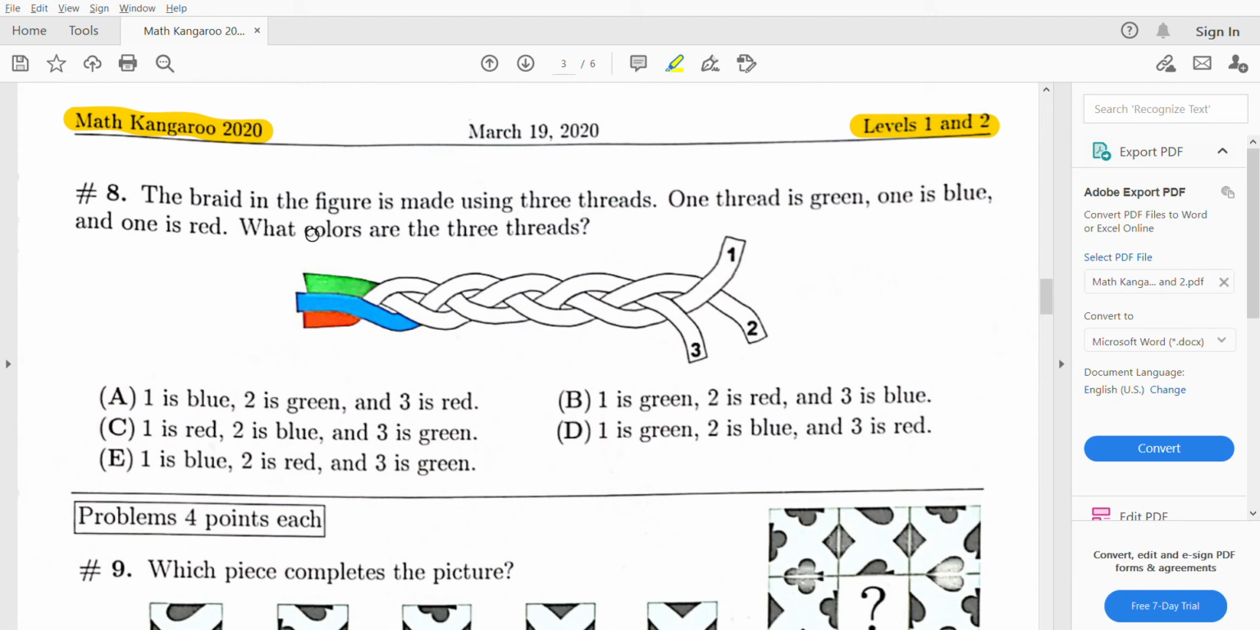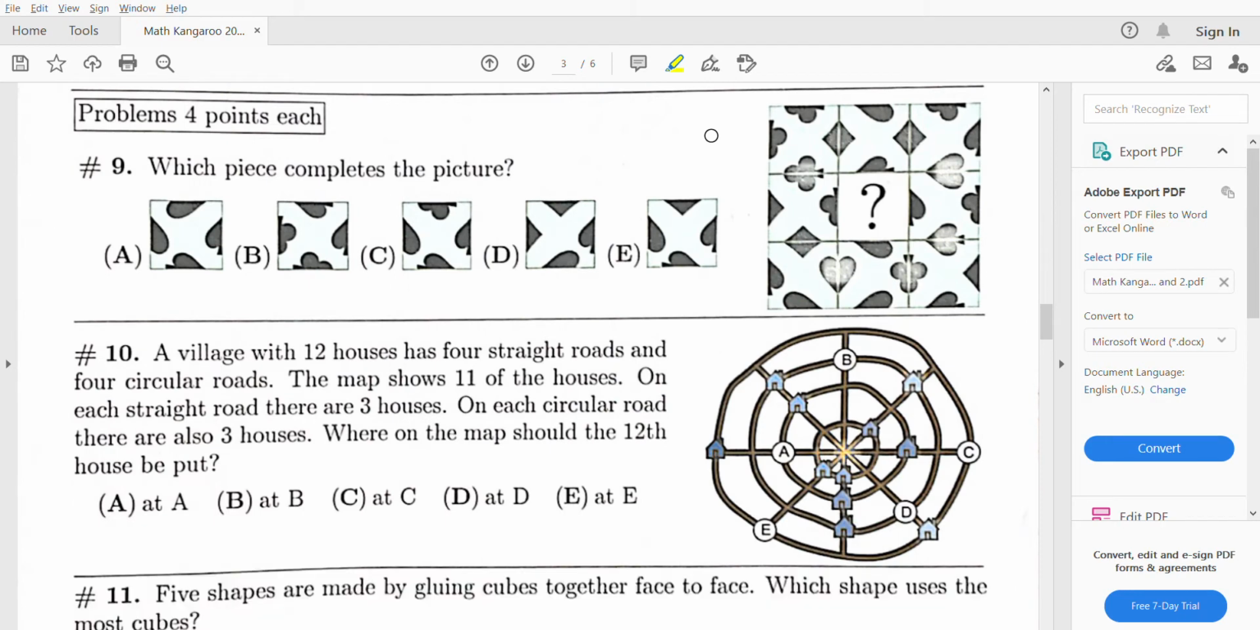For this video, I will be going over the Math Kangaroo 2020 test for levels 1 and 2. And in the last one, I did the 3-point problems, which I actually posted yesterday. And as I mentioned, I would be doing it quickly before this Thursday. And here I am again, only one day after, with the 4-point problems.